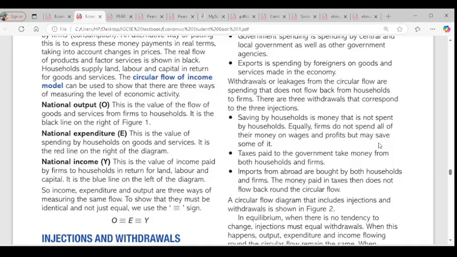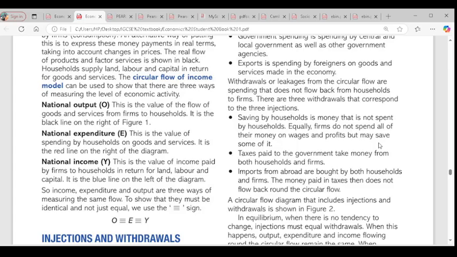The second form of withdrawals or leakages is tax paid to government by households or firms. So if households pay taxes, it is part of leakages or withdrawals. Or firms, if they pay taxes, they are not spending that money. So it goes to government. Do you understand the second one?